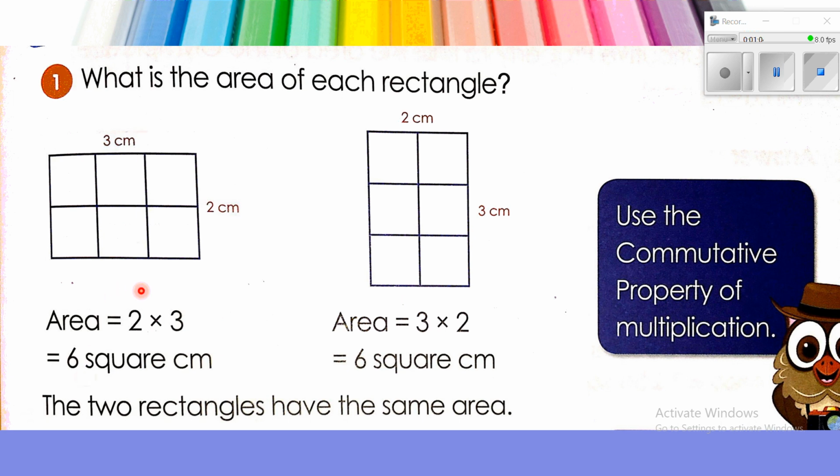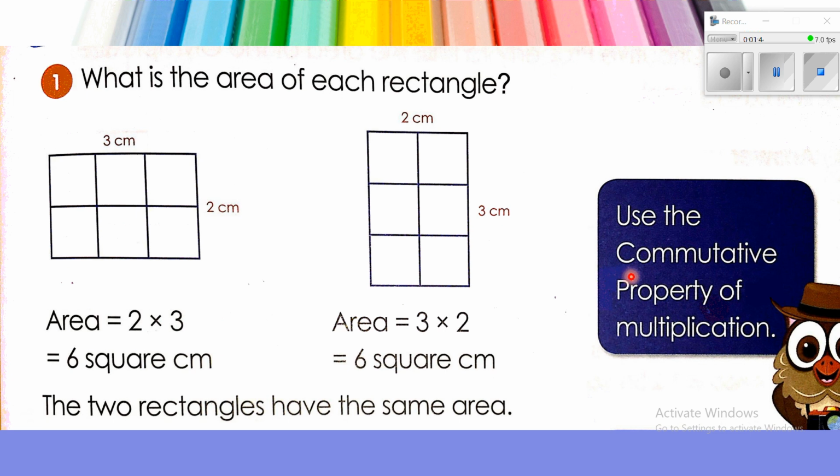You remember the commutative property: when I switch the factors, the product will be the same. So, if 2 is for the length and 3 for the width, we have the same answer, which is 6. That's it. So, commutative property, I can apply it to the area. To find the area of a rectangle, I can use the commutative property.